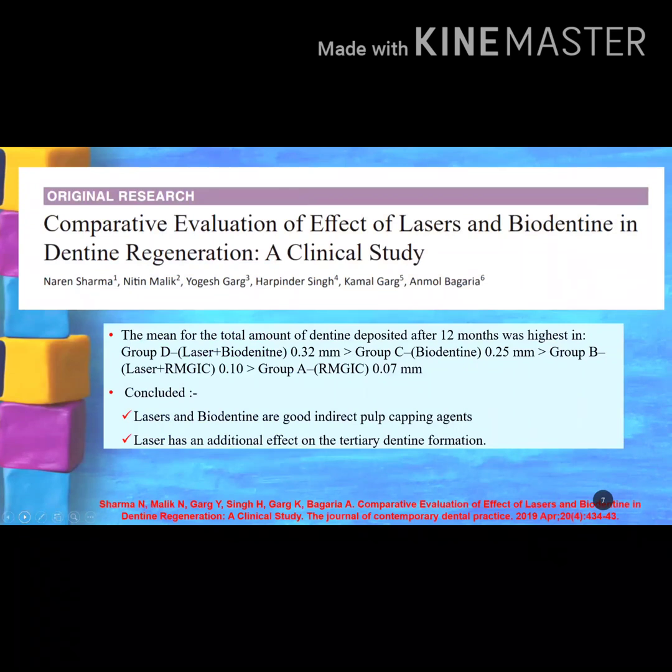Now, one article, comparative evaluation of effect of laser and Biodentine in dentin regeneration, a clinical study. In that, they have divided into 4 groups. Group 1, which is RMGIC. Group 2, laser plus RMGIC. Group 3, Biodentine, and group 4, laser plus Biodentine. They have concluded after 12 months that laser and Biodentine are good indirect pulp capping agents, and laser has an additional effect on tertiary dentin formation.